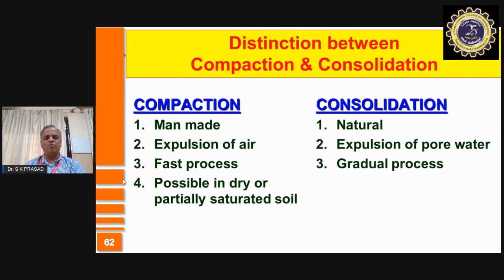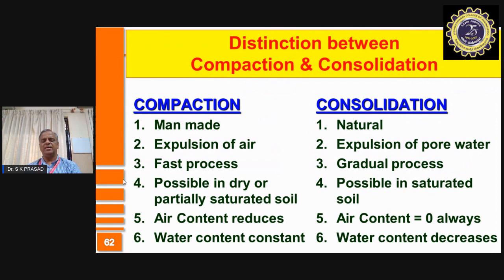Therefore, I want you to list or understand the distinctions between compaction and consolidation. Remember, compaction is man-made, consolidation is natural. Of course, artificially you can increase the consolidation, but in natural situation, consolidation is natural. Compaction is due to the expulsion of pore water. Compaction is a fast process. It can happen within 2 to 3 seconds.